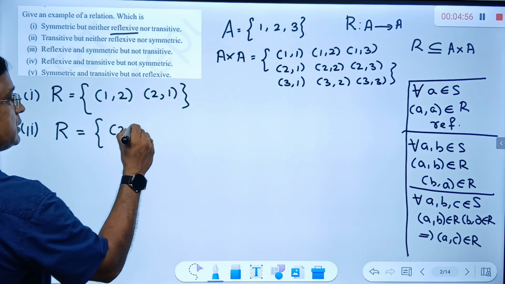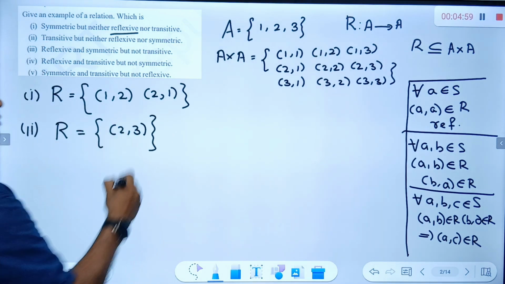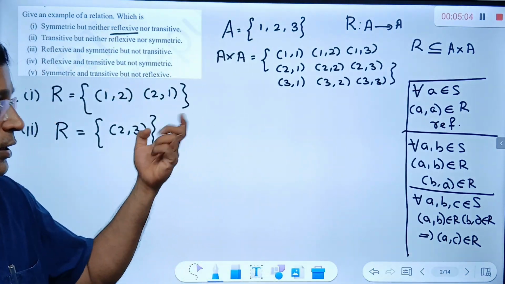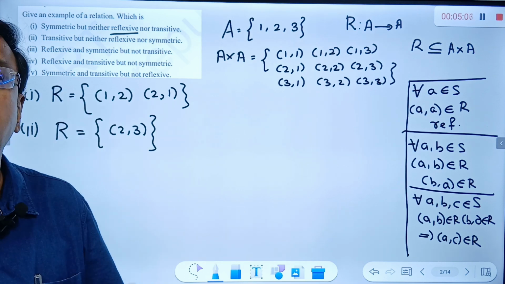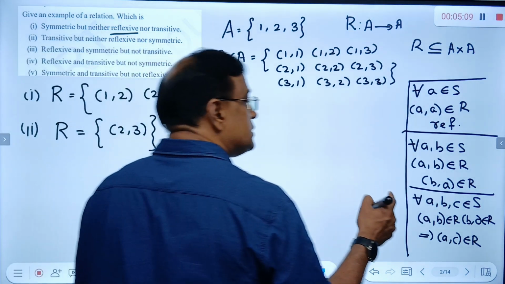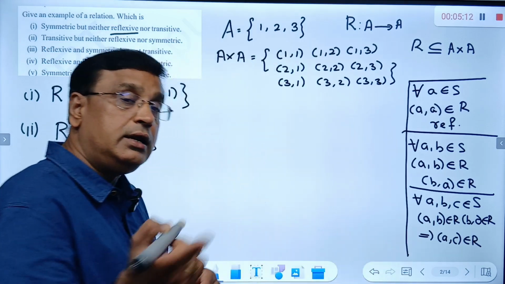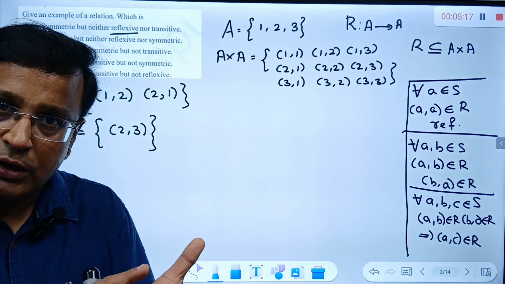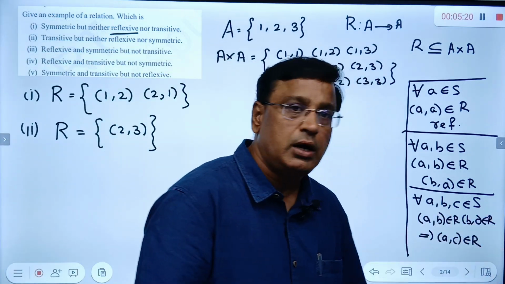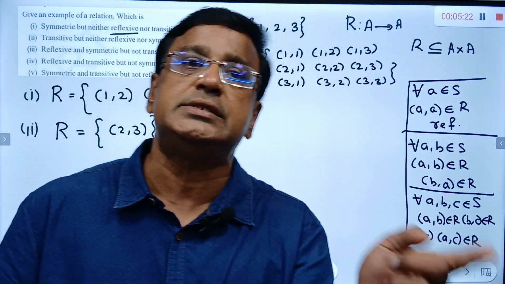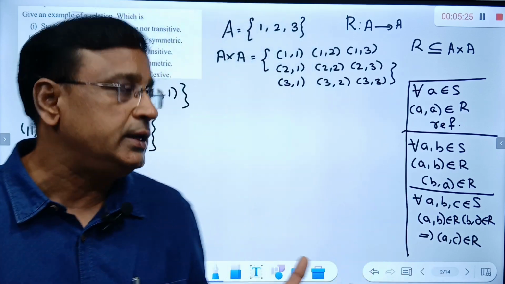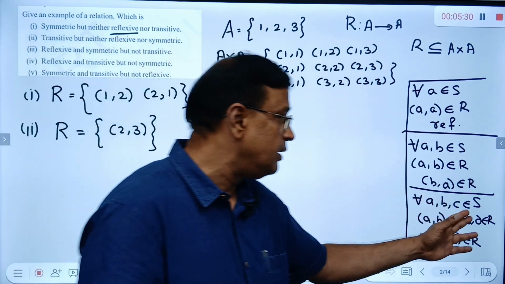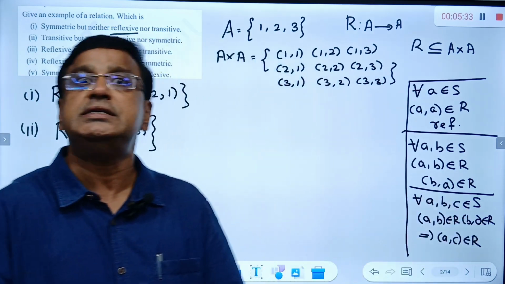I'll simply write 2, 3, a single element. 2, 3. If you remember, if you refer to my video 1 of relations, I also gave you an alternate definition of transitive. It is not necessary that if AB belongs to R and BC belongs to R, then only AC should belong to R. If AB belongs to R is true and BC belongs to R is true, then AC should also belong to R. Otherwise, if you have only AB belongs to R and I have no clue about what BC is doing, if I have only AB belongs to R, I can simply say it is transitive.